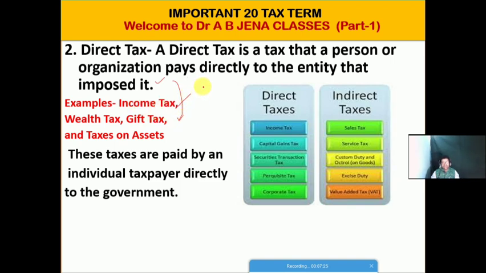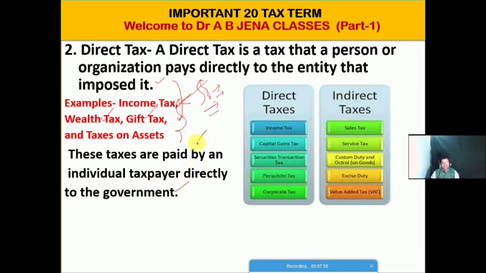Income tax we are paying, so there is a structure for who will pay the income tax and who will not. Friends, I am paying income tax because I am a public servant, an employee. Wealth tax also, gift tax also, and taxes on assets. These are examples of direct tax. These taxes are paid by an individual taxpayer directly to the government.